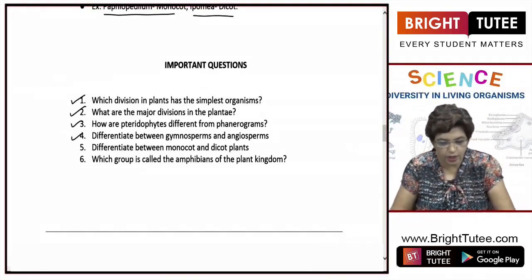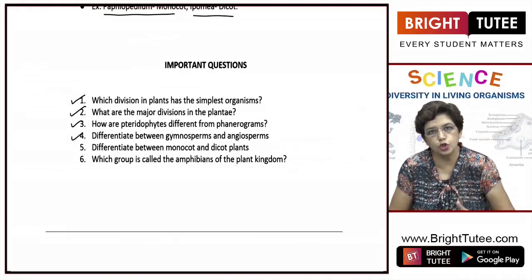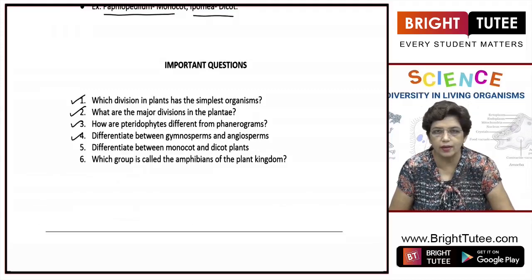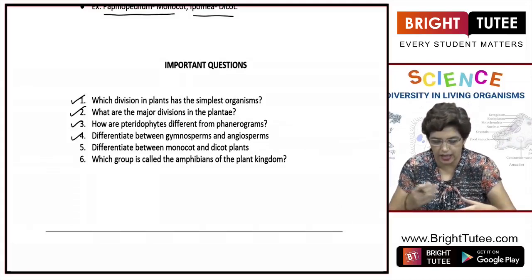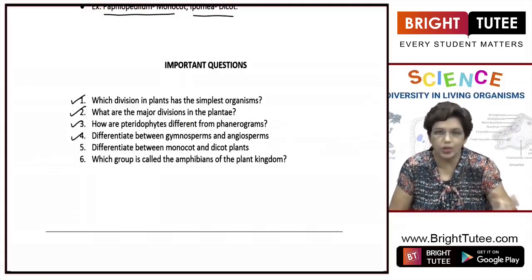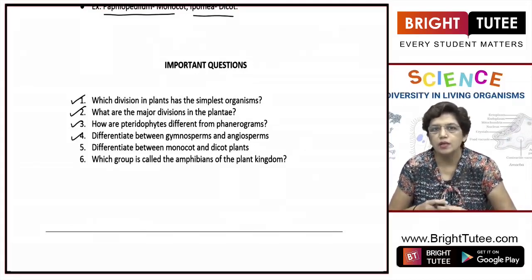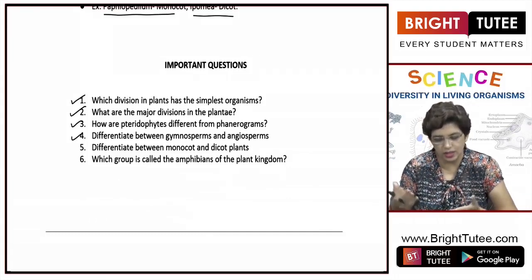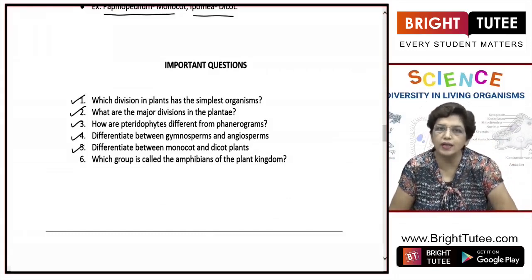Next question, differentiate between gymnosperms and angiosperms. Gymnosperms are non-flowering plants, angiosperms are flowering plants. In gymnosperms, the seeds are naked, that is, not inside the fruit, while in angiosperms, the seeds are inside the fruit, right? So gymnosperm seeds are naked, angiosperm seeds are covered. You can also give examples. Gymnosperm examples are pine and deodar, while in angiosperms, the mango, apple, name all the fruits, they all fall under angiosperms.